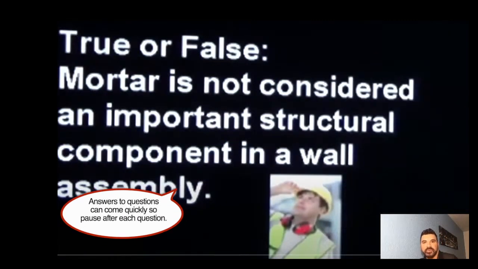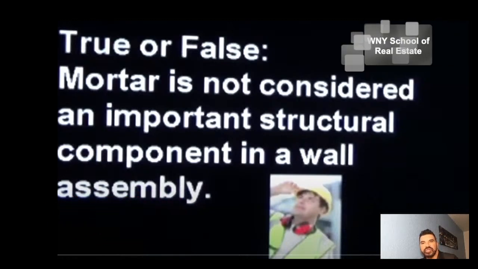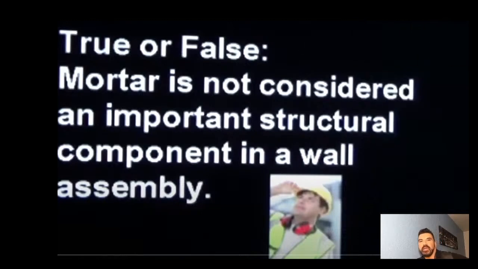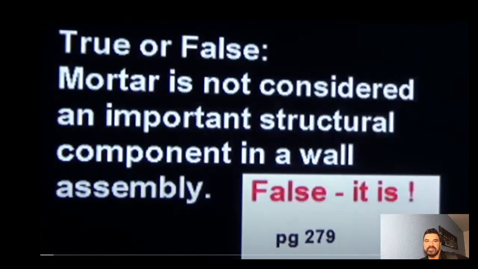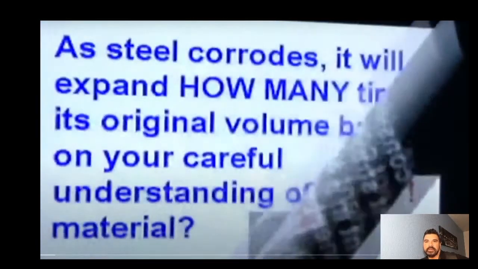Now, you won't have any true or false on any exam, but this tests your knowledge of reading carefully, because anytime you see a not, an NOT, in a question, your brain doesn't think in terms of non-truisms, they think in terms of truisms. So always reread questions 2 or 3 times when you have a not in there. Mortar is not considered an important structural component in wall assembly. True or false? Of course, it is an important structural component.